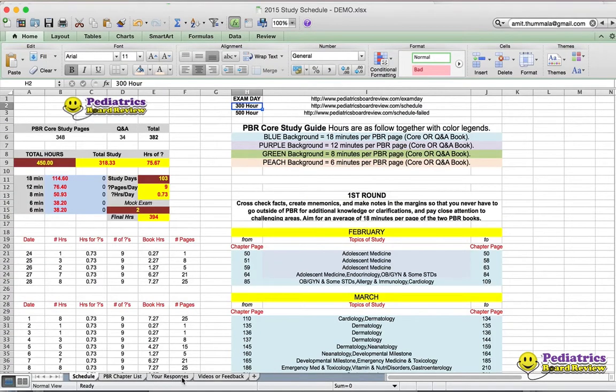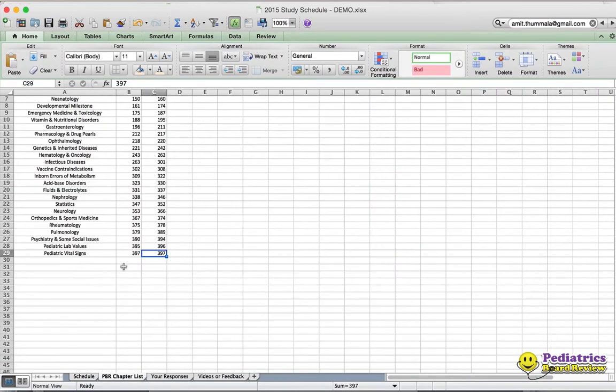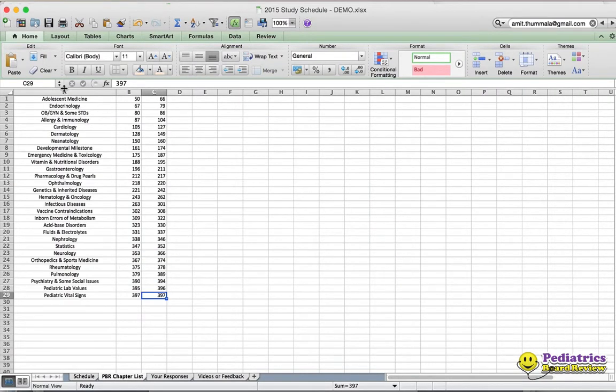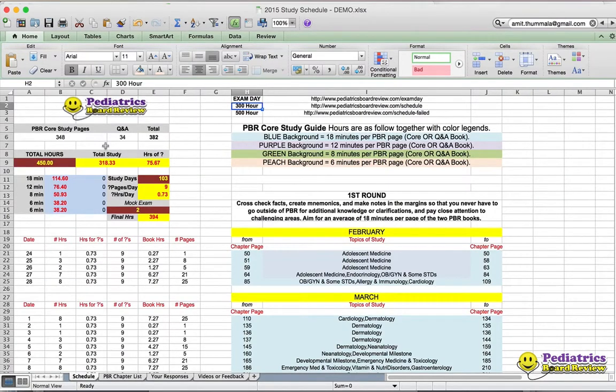That's the third tab. This second tab is also fairly self-explanatory, but basically it's the course study guide and the pages from start to finish of every single chapter for that particular year. And then over here is your actual schedule.